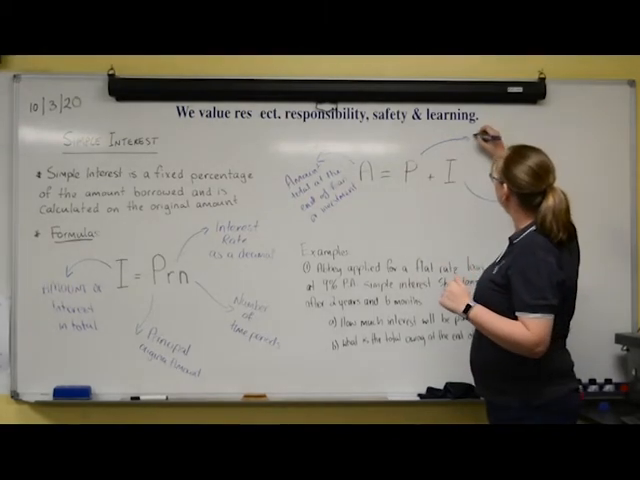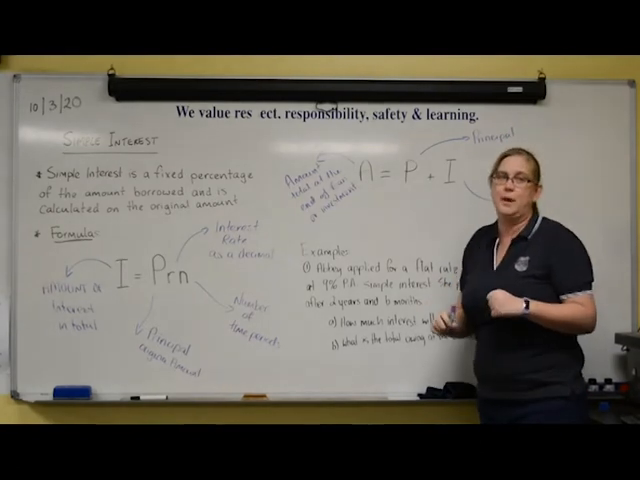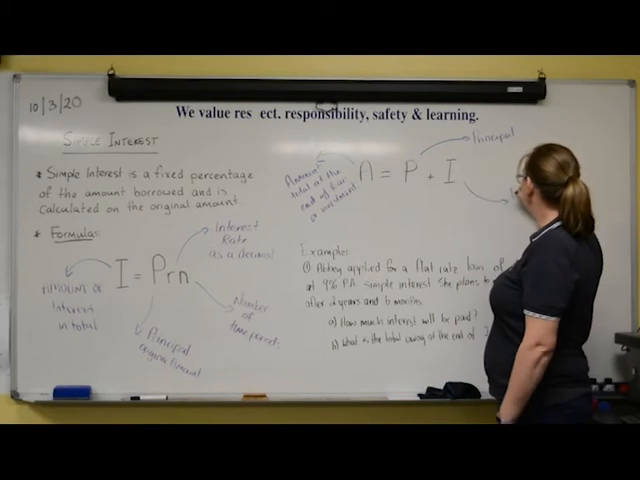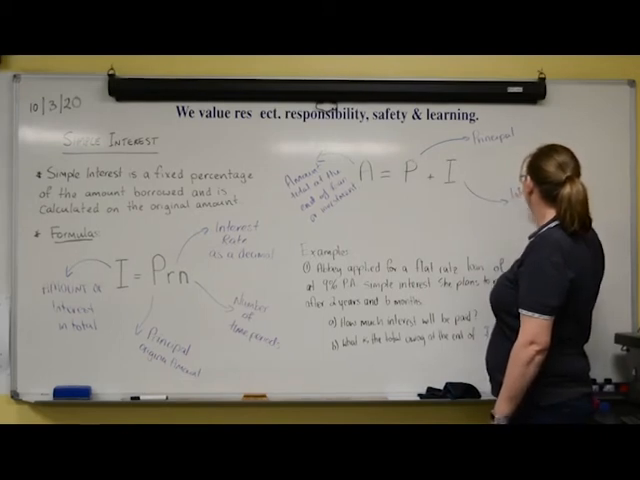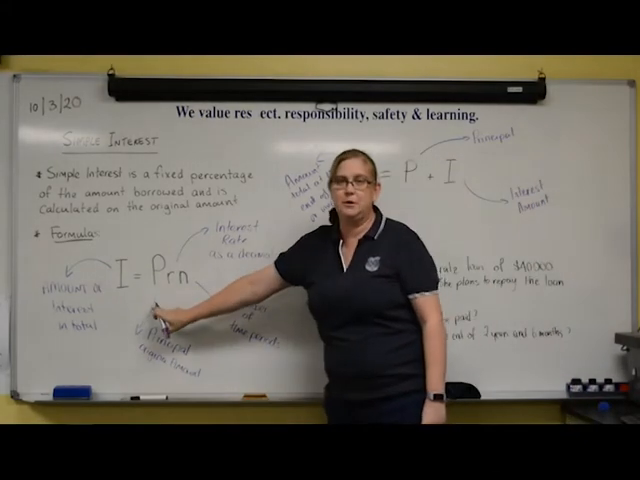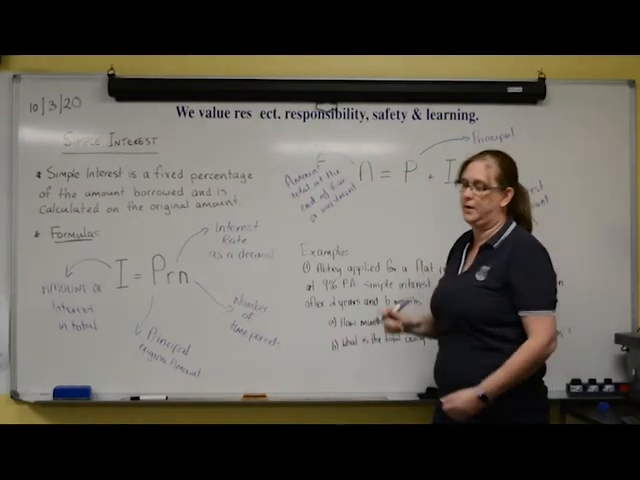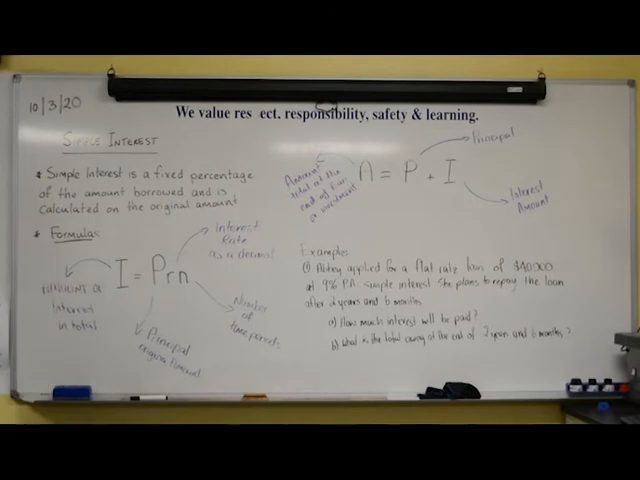P is again just the principal, and then I is the interest. So the I and the P are the same as the I and the P here. The A isn't anything that's different in this one. Any questions over those formulas? Because that's all simple interest is, those two formulas put together. And as with anything when it comes to a formula, you can rearrange those however you need to find whichever information you're being asked about.